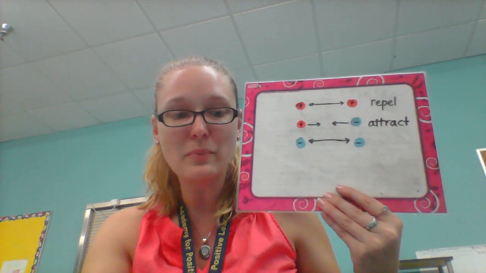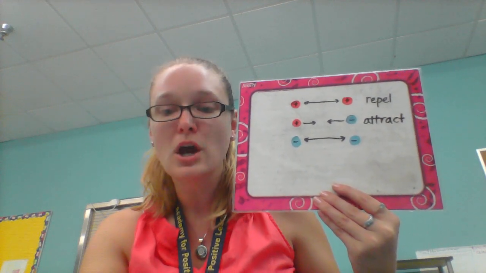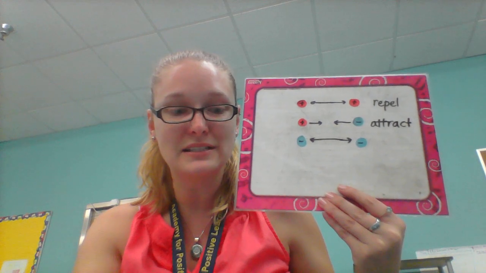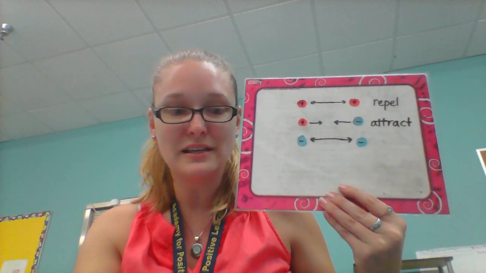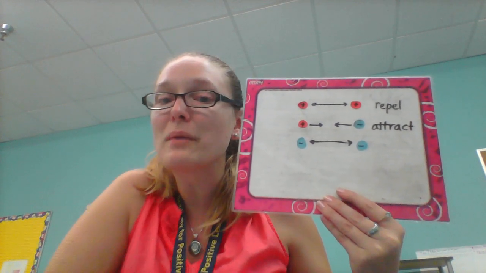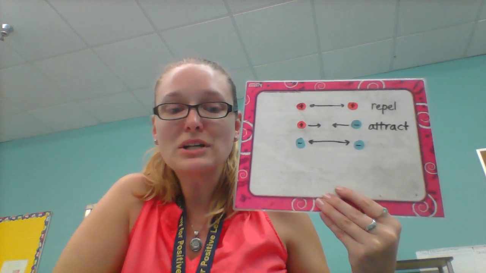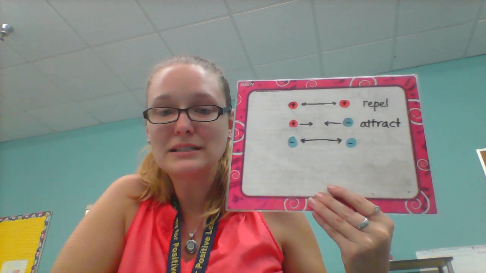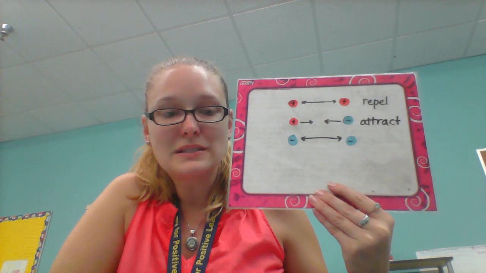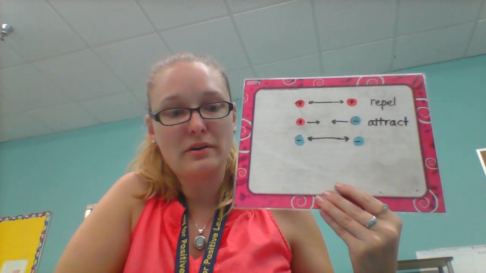Electric charges can build up in an object. The buildup of charges, we call that static electricity. Static electricity, get that definition, is the buildup of charges. Objects with opposite electric charges attract each other. Objects with the same charge will repel each other.